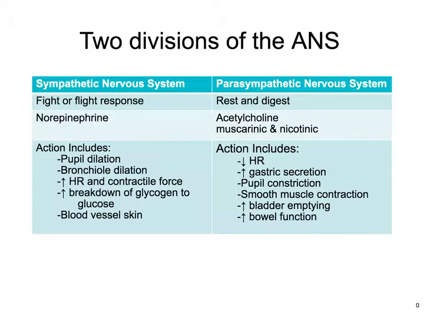So the parasympathetic nervous system actions include decreased heart rate, increased gastric secretion, pupil constriction and near vision focus, smooth muscle contractions, increased bladder emptying, and increased bowel function. So with a PNS response, it's time for rest and digest, or we're going to feed and breathe. There's no time to run, we're going to rest.